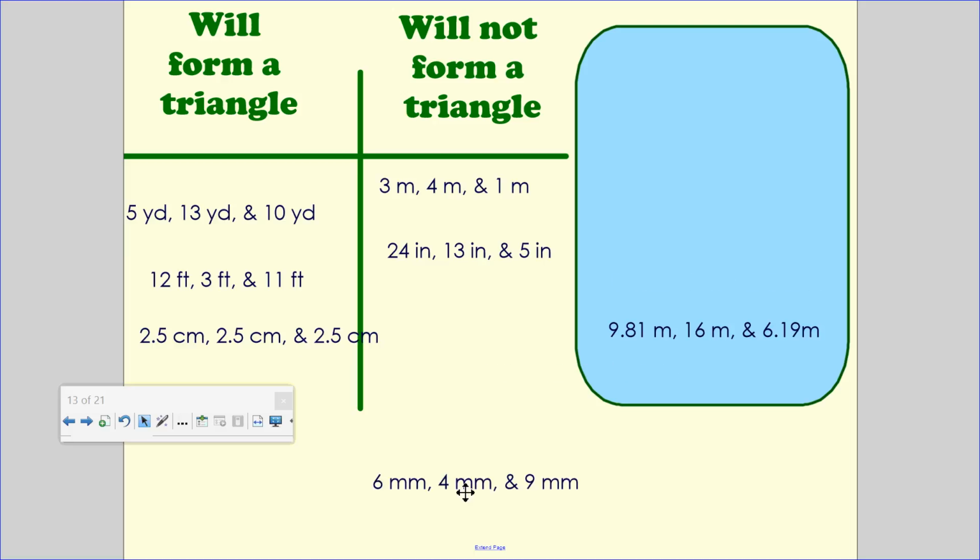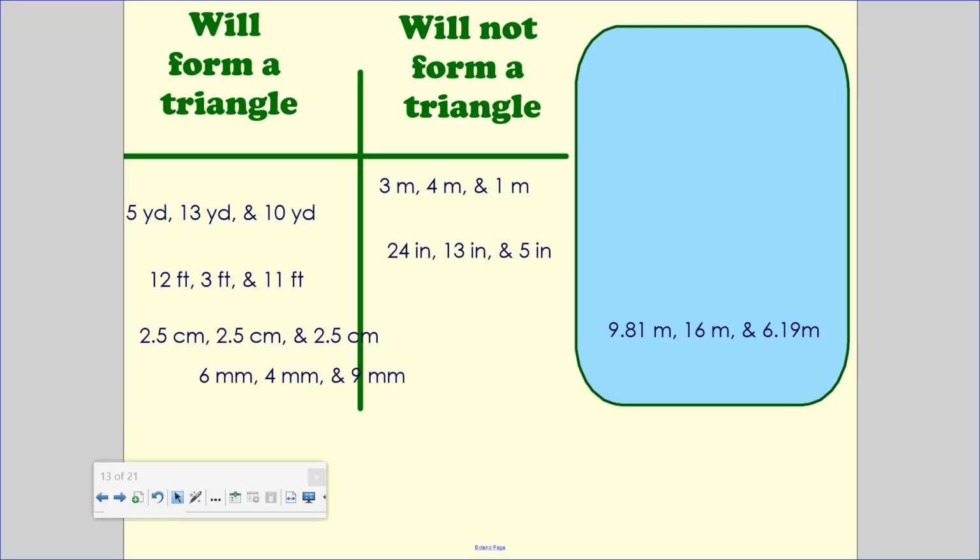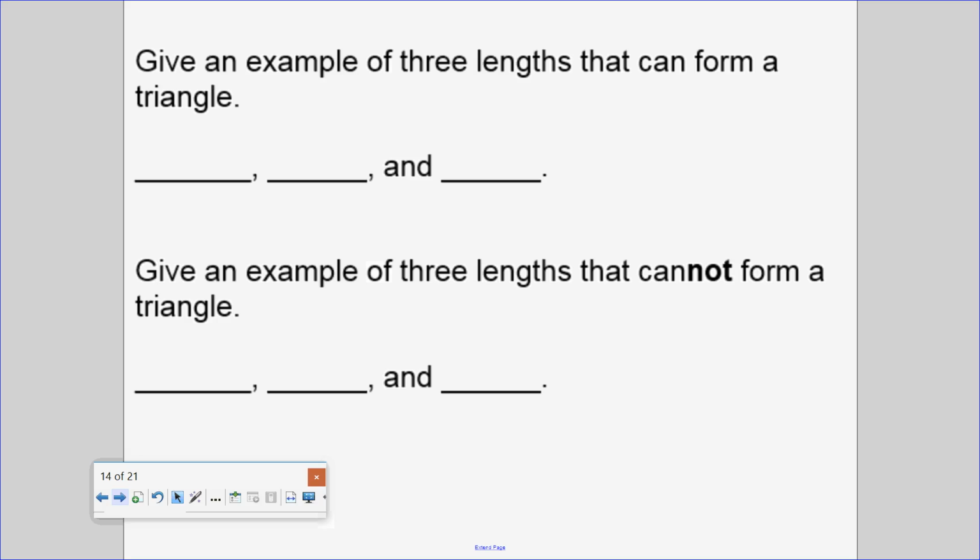The two smaller sides are 6 and 4. Is that greater than 9? Yes. The two smaller sides are 9 and 8, 0.81 and 0.19. If you add those two numbers up, it adds up to 16. Is that greater than 16? No. So give an example of 3 lengths that can form a triangle.